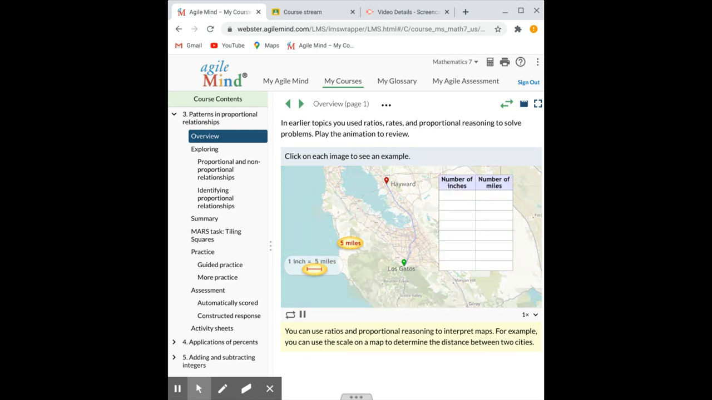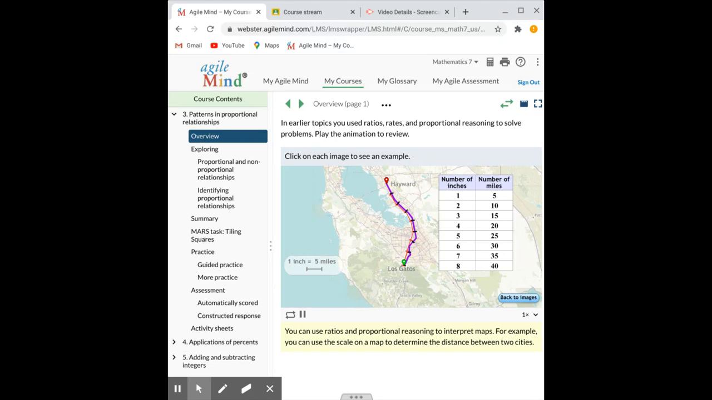All right. So, Vincent, tell us what's going on here. What's happening, Vincent? We're trying to find out how many inches it would take in order to get from Los Gatos to Hayward. How many inches it would take from 5 miles, and we keep going up. So, give me an example of that, Vincent. Well, what is 1 inch equal to on that map? Like each inch equals 5 what? Miles. That's right, it equals 5 miles.